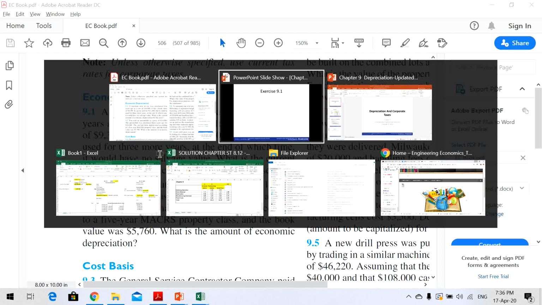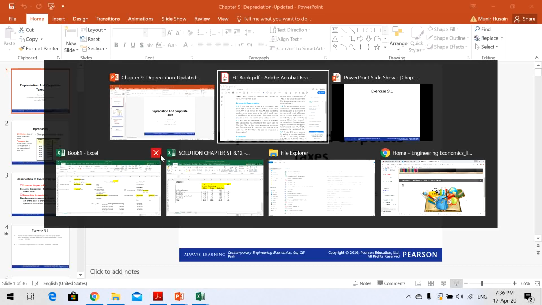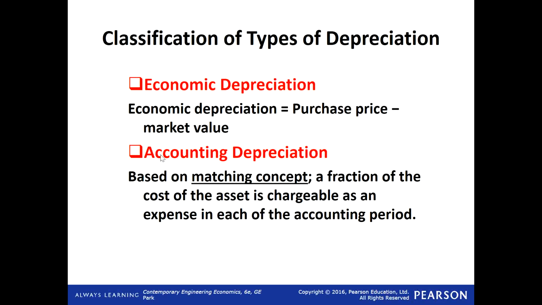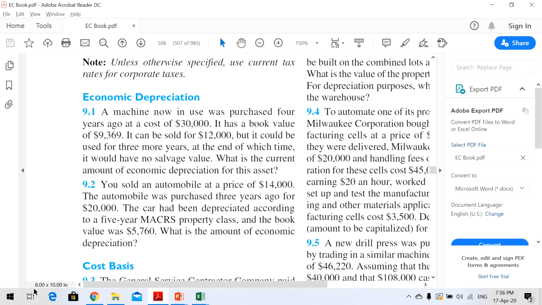Now, in order to understand this one, you should know the concept of economic depreciation, which is purchase price minus market value. So we go back and see what information is given. Purchase price is very simple. What is the purchase price of this machine? Basically, this machine was purchased at a cost of 30,000.